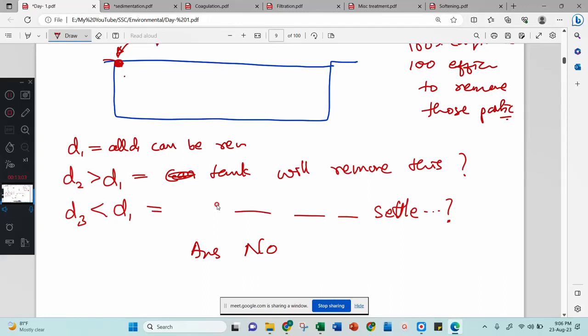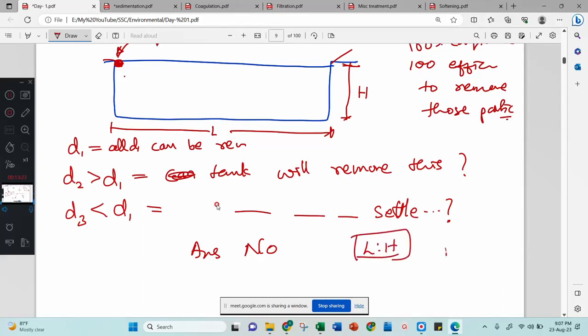What is the meaning of designing the tank? The meaning of designing the tank is the length of the tank and the depth of the tank. Usually length, depth and width of the tank. Width is not there in this figure, therefore I will not consider it. It means I have made a proportion here, L and H, for the D1 particle.